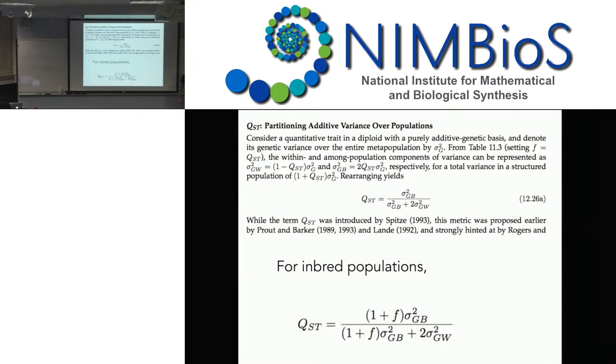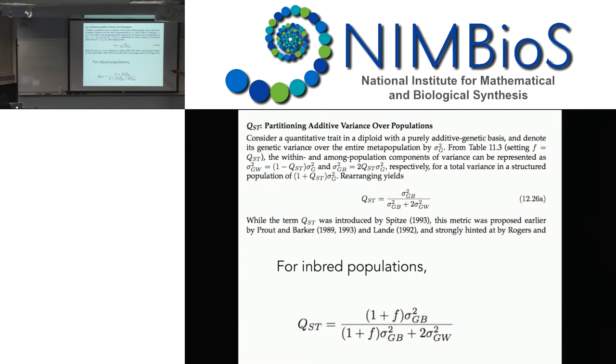Now we're doing something where we're using marker data on one hand as our external comparison, computing the FST value for markers, a measure of kind of population structure. Then we're going to contrast that with the population structure for a specific trait. And to do this, we don't know the markers for that trait. We use the genetic variance for that trait. And that's called QST. Kent Spitze introduced that term, but it was actually proposed by Tim Prout and Russ Lande and strongly hinted at by Rogers and Harpending.